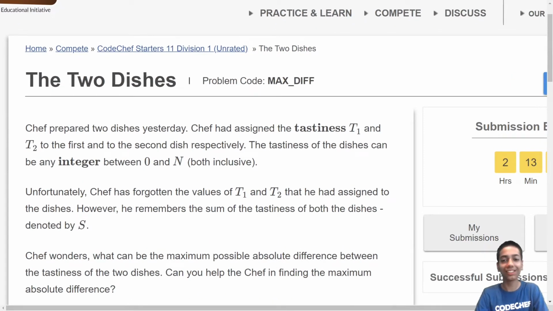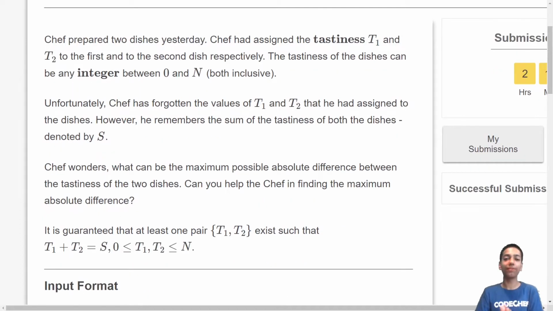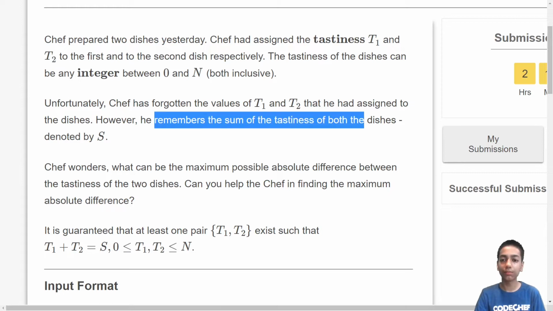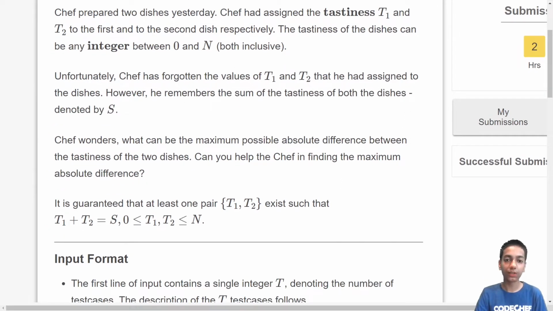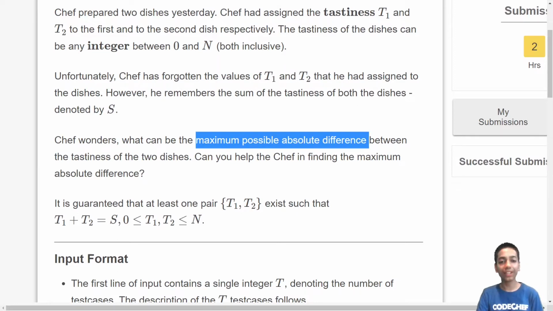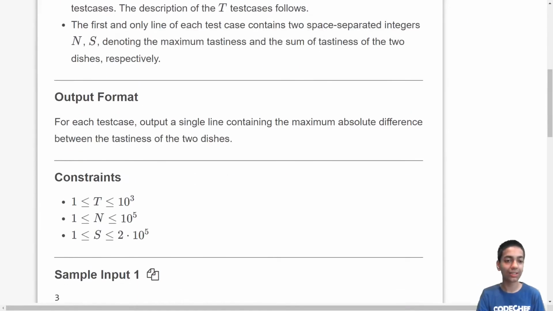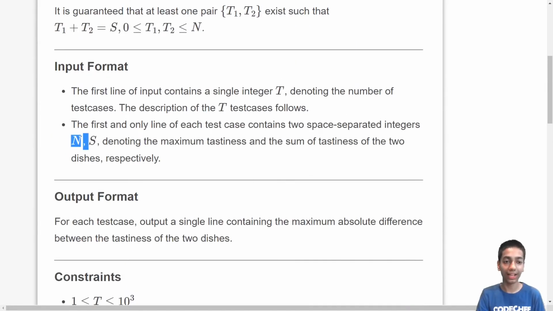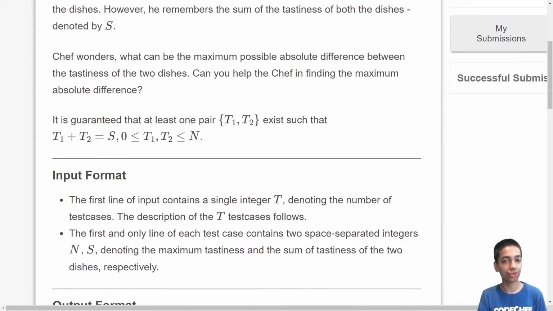So you have two dishes with a tastiness T1 and T2, and they are between 0 and N, okay. Then the chef has forgotten the values of T1, T2, but remembers the sum of the tastiness of the dishes denoted by S. Now he wonders what can be the maximum possible absolute difference between the tastiness. Okay, does the solution always exist? You have N and S given. Okay, so it's given here that a solution always exists.